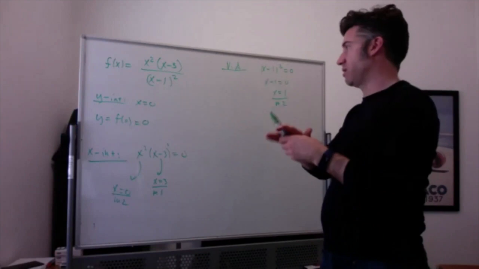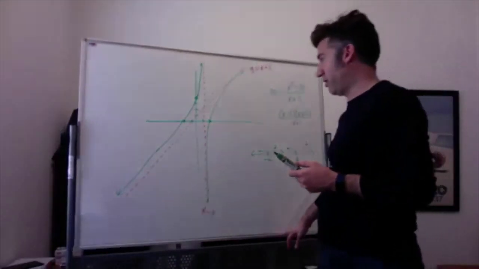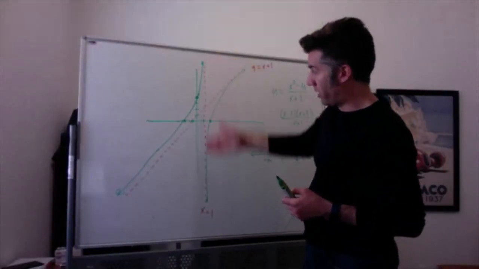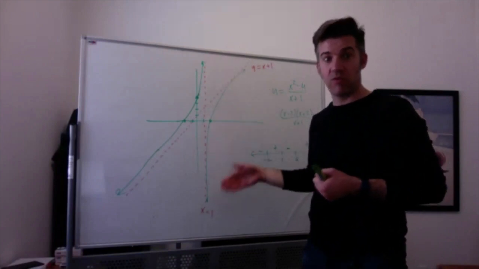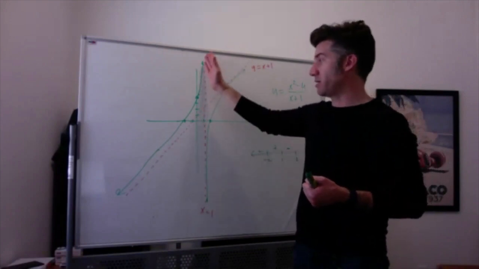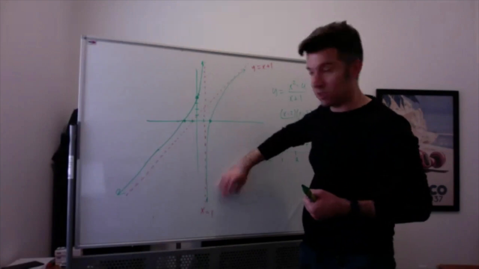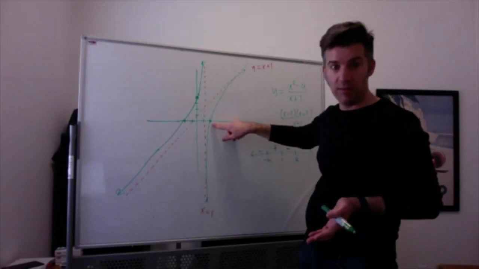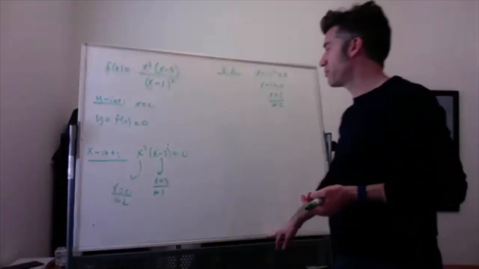Just like in the other examples, which I think I've erased. All right, like here, right? The vertical asymptote having an odd multiplicity means we cross from being above the x-axis to being below the x-axis, just like we do in an intercept where we have an odd multiplicity.